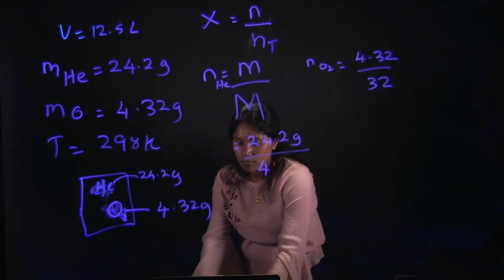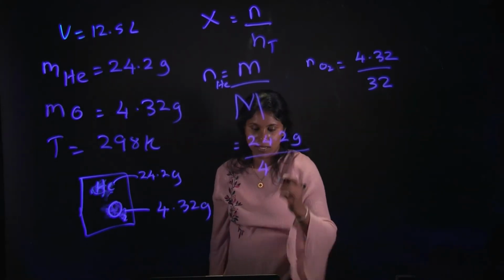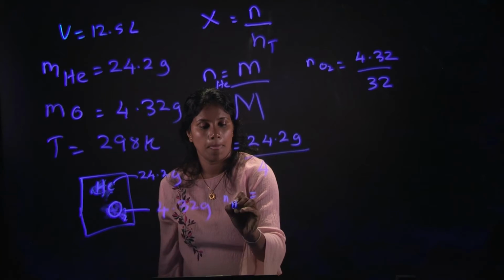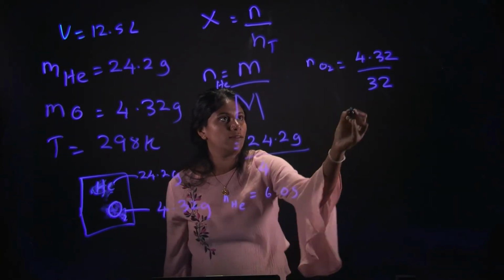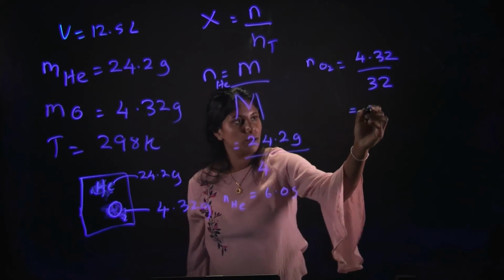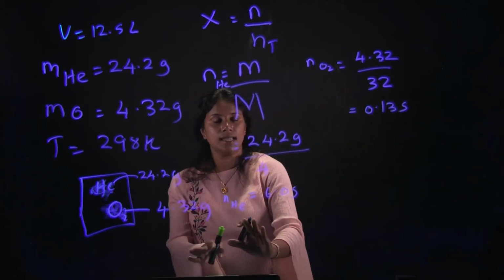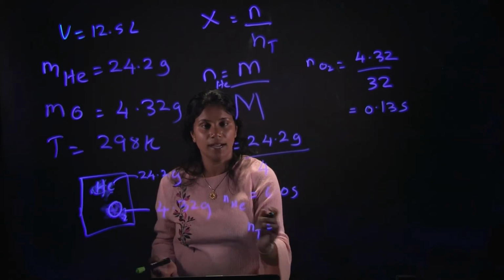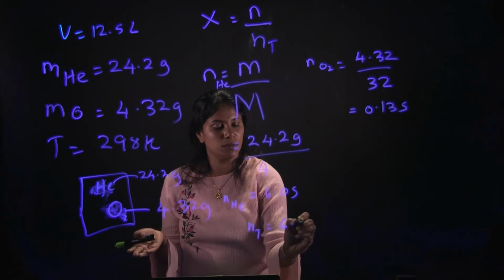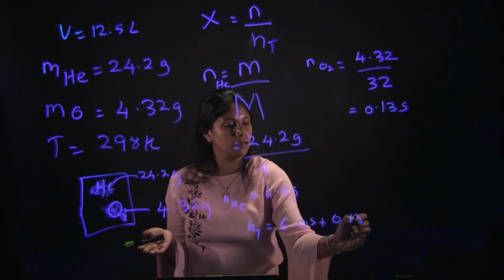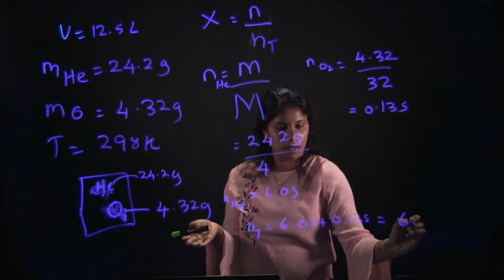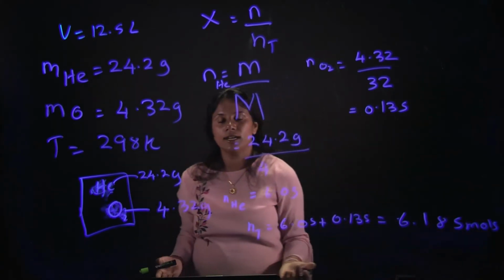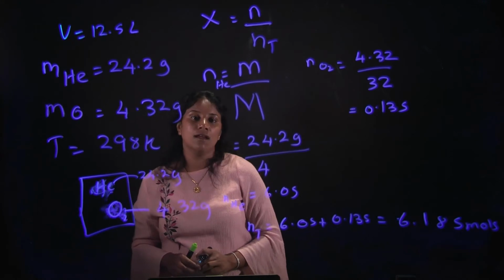So let's see what is the number of moles of helium. I am getting 6.05 for helium, and for oxygen it is 0.135. What is the total number of moles? In total, you add, right? You have only helium and oxygen. So you add 6.05 plus 0.135. The total number of moles is 6.185 moles.